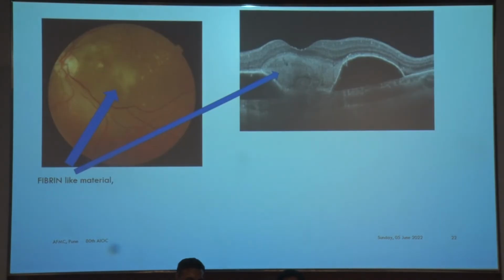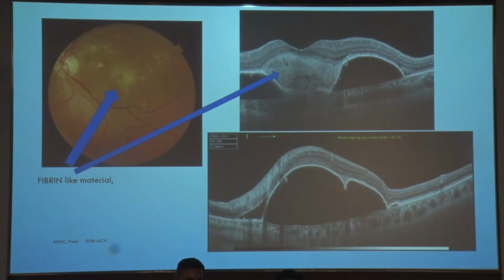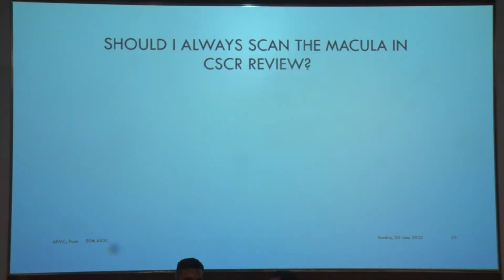What about this kind of picture in which we are treating the patient as a case of CSR and we find this hyperreflectivity intraretinally? This is to be taken cognizance of, and we can see there are two strata of fluids. One is SRF, one is below the RPE. So this is prompting us to consider other diagnoses such as CNVM.